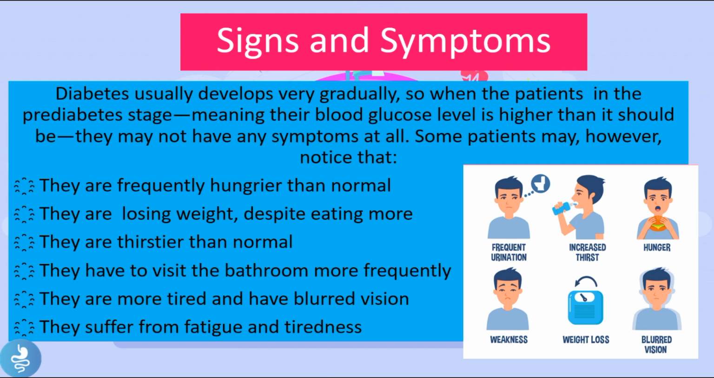So what are some signs and symptoms of prediabetes? Diabetes actually develops very gradually, and when patients are in the prediabetes stage, meaning their blood glucose level is higher than it should be, they may not have symptoms at all. Some patients may, however, notice that they are frequently hungrier than normal, they are losing weight despite eating more, they are thirstier than normal, they have to visit the bathroom more frequently, they are more tired and have blurred vision, and they suffer from fatigue and tiredness.